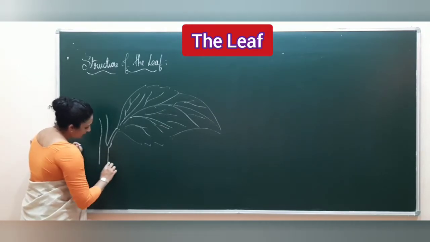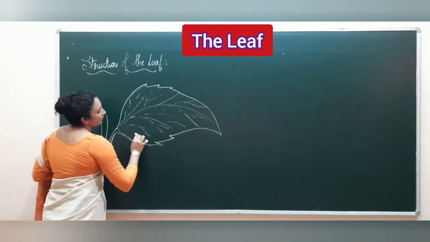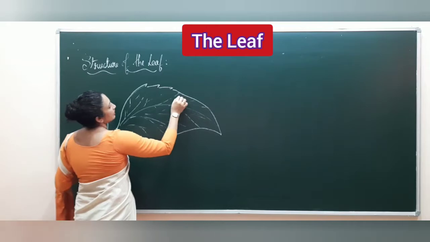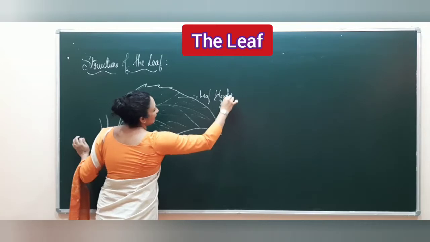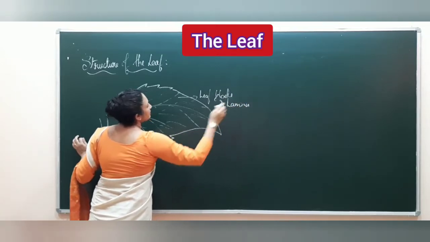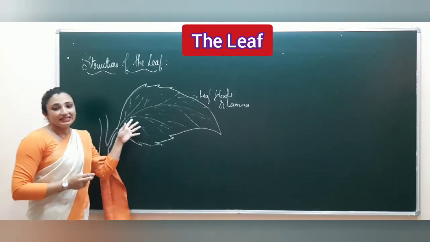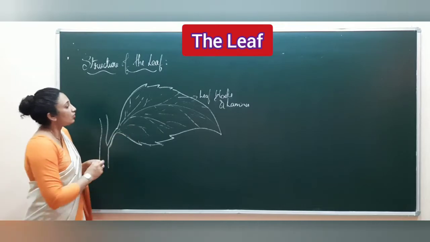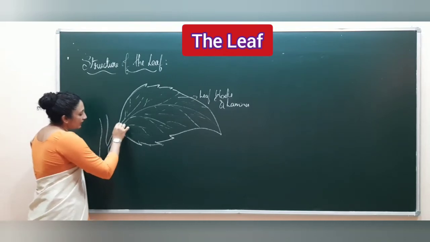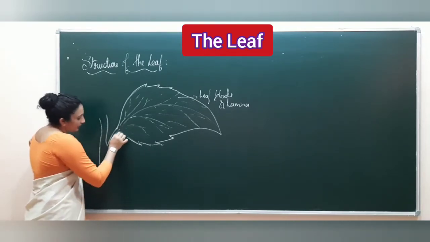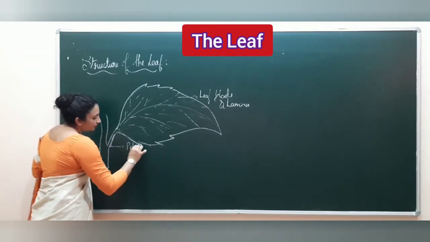So now you can see the structure of the leaf. The broad part of the leaf is known as the leaf blade or lamina. Generally this part of the leaf we all will see. Now it is black, we can't help, but generally it will be green in color. So this part of the leaf is known as leaf blade or lamina, and the leaf will be attached to the stem by a stalk called petiole.